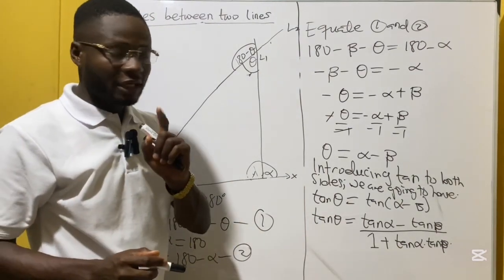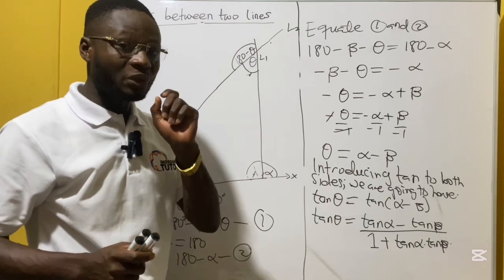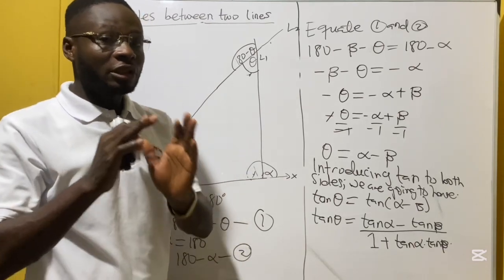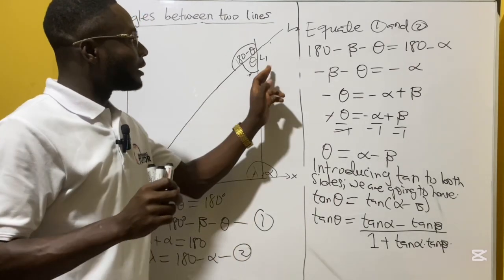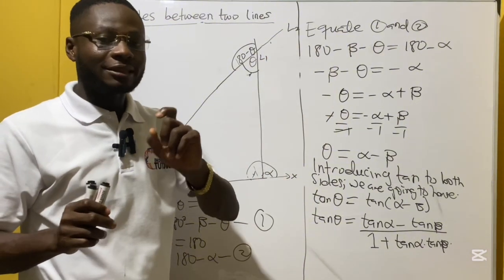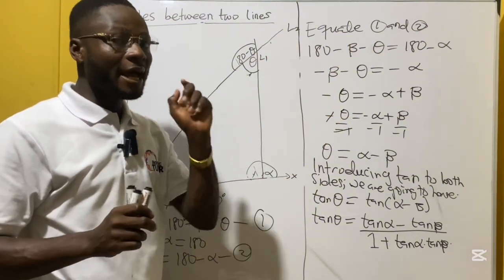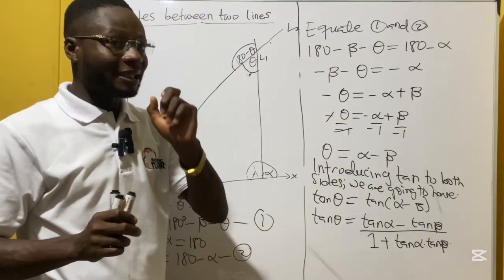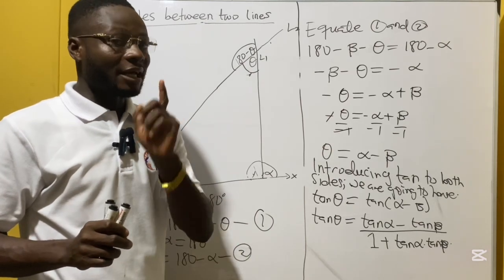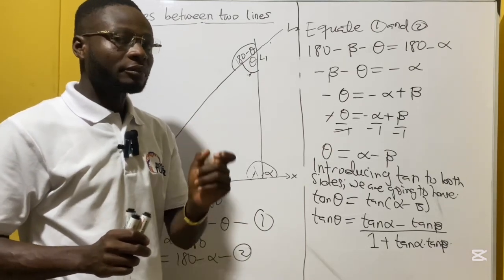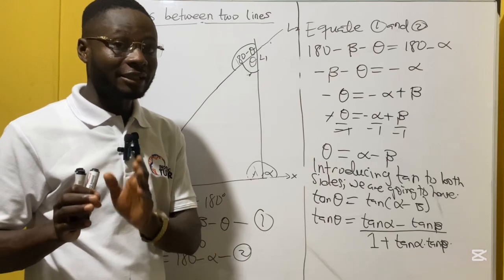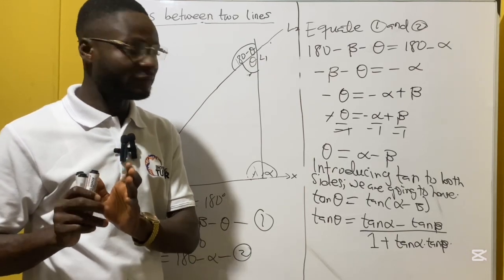Don't forget, in the beginning, we said that we are considering two lines, L1 and L2, and these two lines have gradients M1 and M2, but M1 is greater than M2, and these two gradients are greater than 0, meaning they are positive.